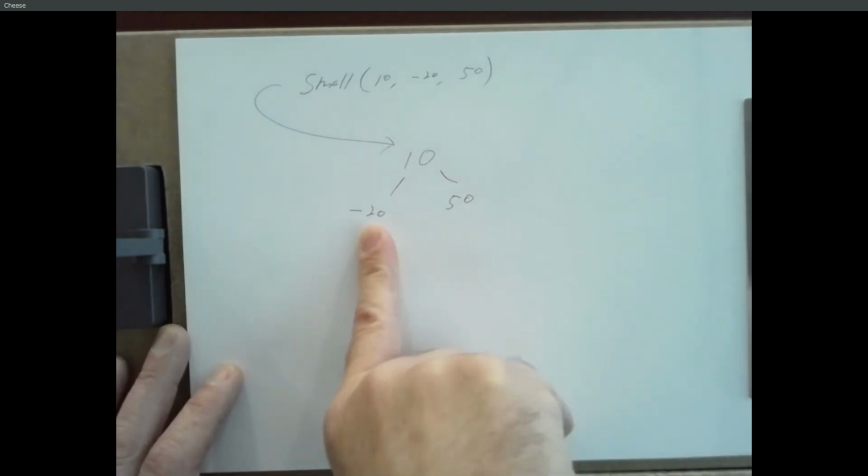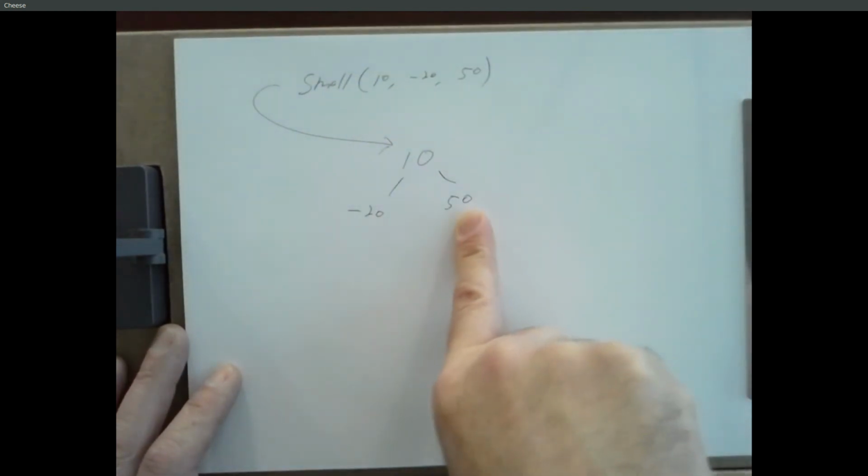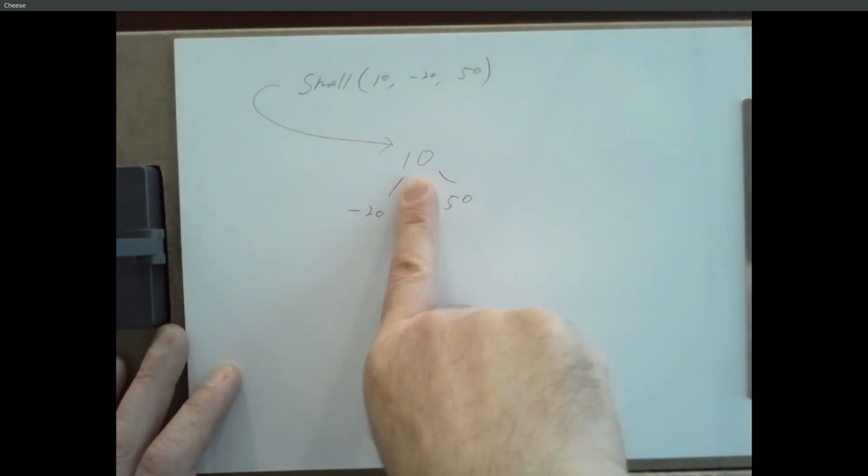Go in here, set the data to -20, set the arrow left and right to null, set the data to whatever that third argument is, 50, whatever, set arrow left, right to null, and then return the address of that root. You should be good.